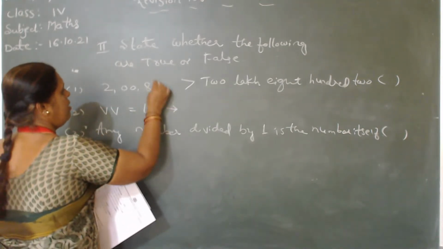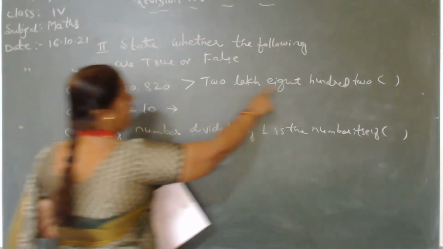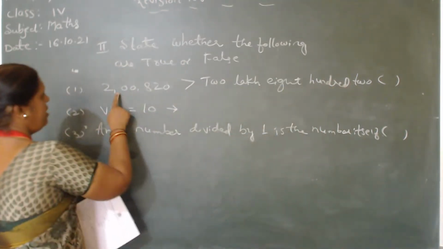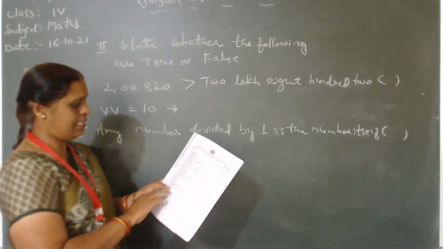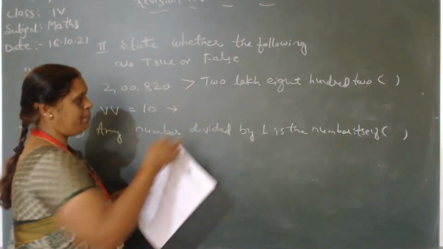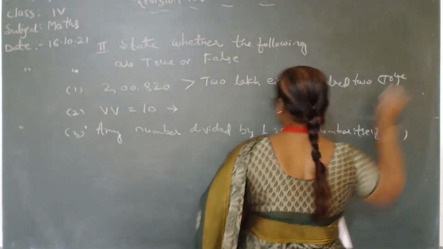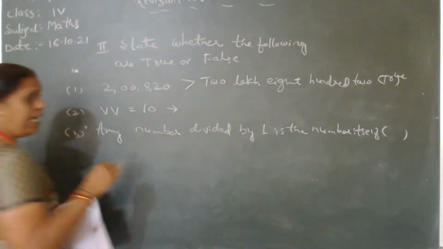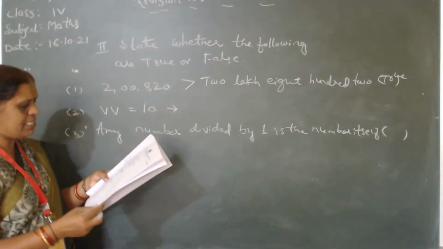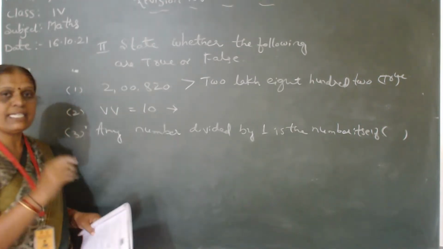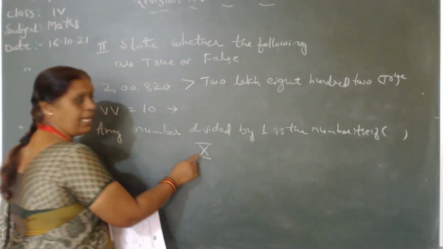Actually, take this number here: 2,802. This is 2,820. Later we will check this one. So the printed numbers are the same, so it is true. When we are writing the Roman numbers, we will not write VV. Instead of double V, we will write X for 10.